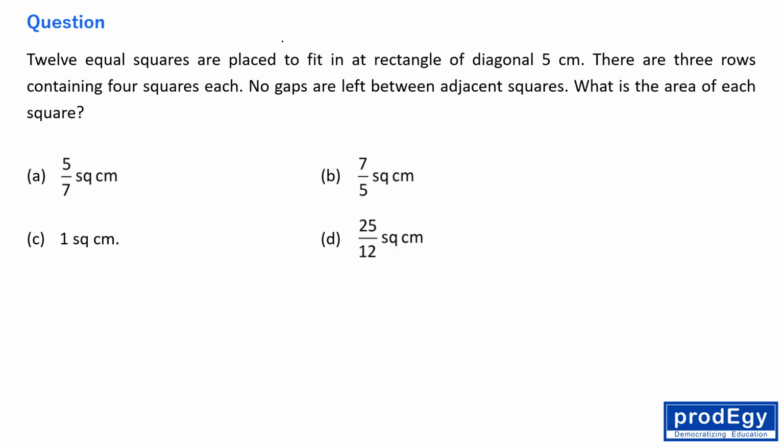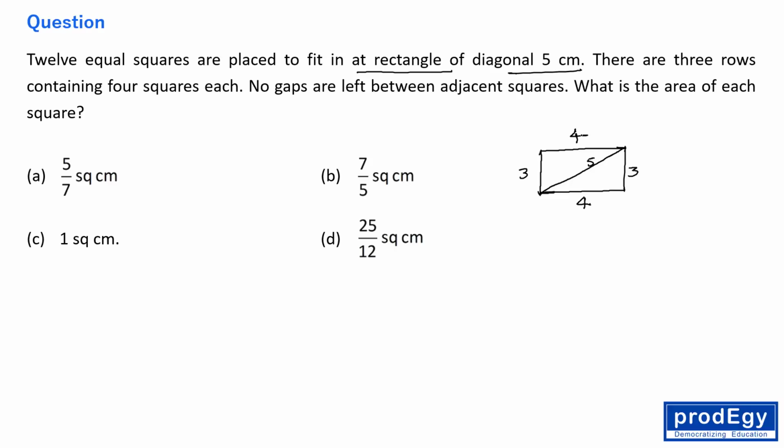12 equal squares are placed to fit in a rectangle of diagonal 5. See everyone, rectangle means every angle is of 90 degrees. So diagonal 5. So obviously this is 4, this is 3 and this is 5. This is a right angled triangle whose hypotenuse is 5. Then to complete the rectangle, obviously 3 here and 4 here. This is the rectangle.